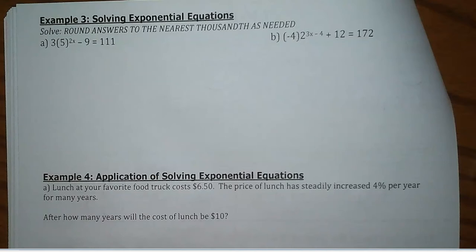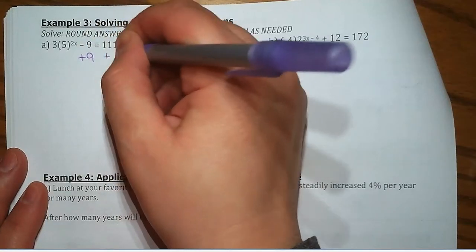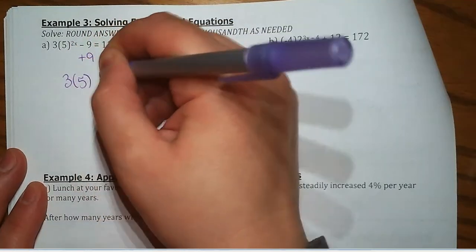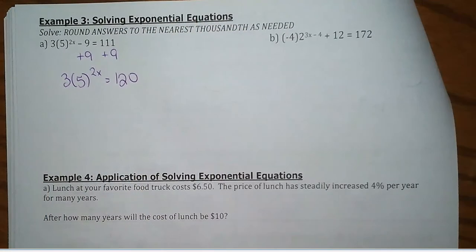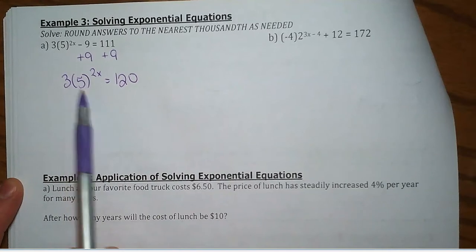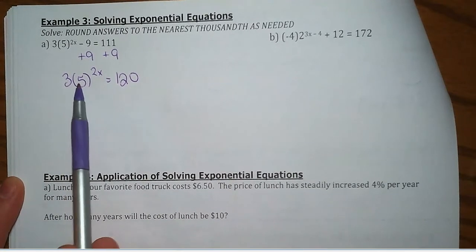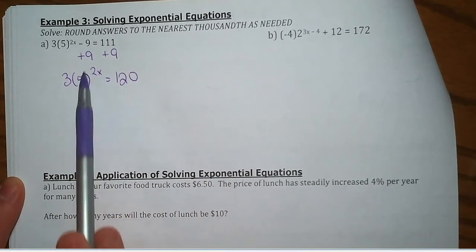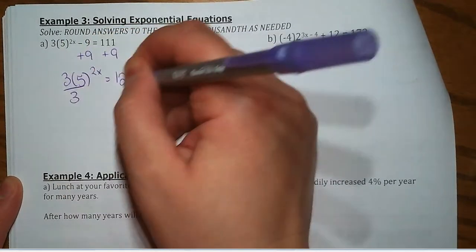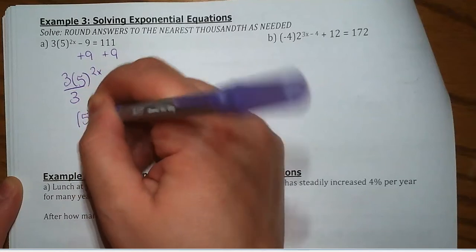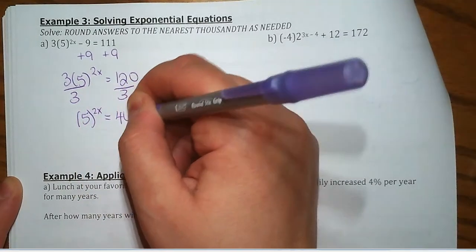A couple more complicated equations here on the back. So I've got 3 times 5 to the 2x minus 9 equals 111. So get rid of any addition or subtraction first. So I'm going to add that 9. That'll give me 120. Now, biggest mistake people will make here is they'll accidentally multiply that 3 and 5 together. The only thing being taken to that exponent is the 5, so you do not want to multiply these. What you actually want to do is divide by 3. So I get 5 to the 2x is equal to 40.